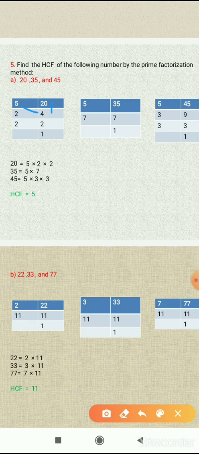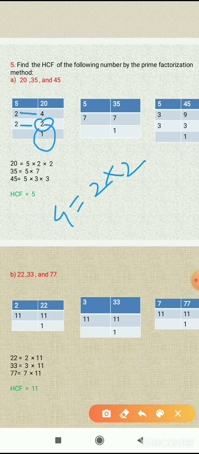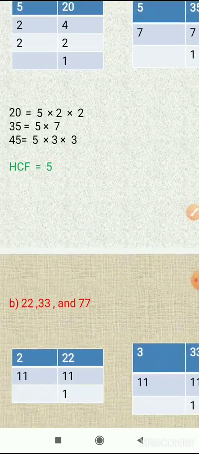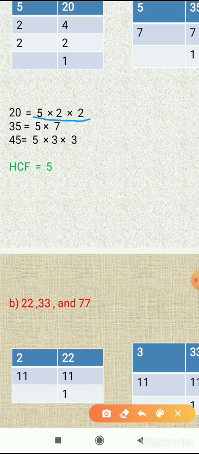Okay, now we factorize 4. 4 is equal to 2 2s are 4. So here we divide 4 by 2, we get quotient 2, and 2 is a prime number, so it is divisible by itself. So 2 divided by 2, we get quotient 1. In this way here we get prime factorization of 20. Okay, 5 into 2 into 2.